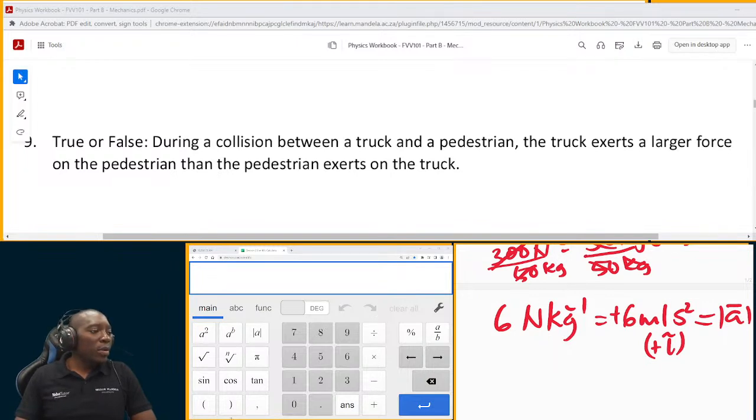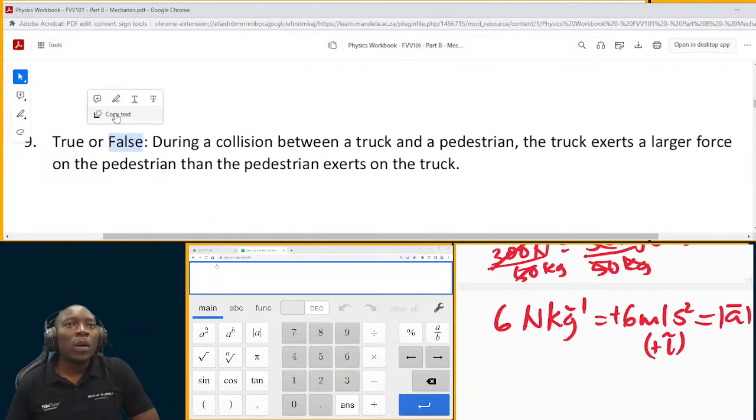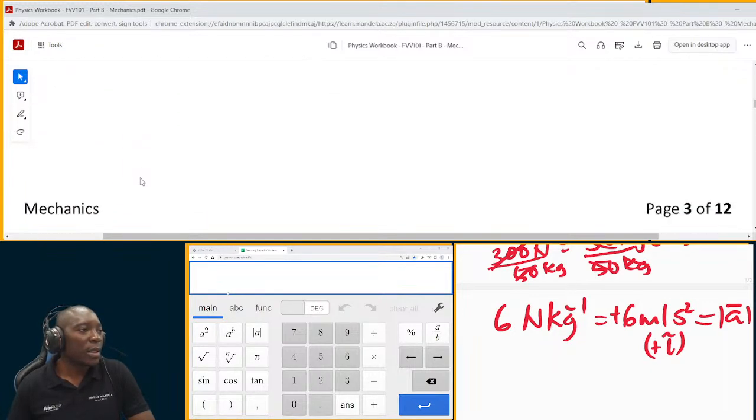So we shall continue. True or false, during a collision between a truck and a pedestrian, the truck exerts a larger force on the pedestrian than the pedestrian exerts on the truck. So this is false. It doesn't agree with Newton's third law, action and reaction. So the pedestrian and the truck will interact with the same equal forces, but opposite in direction.